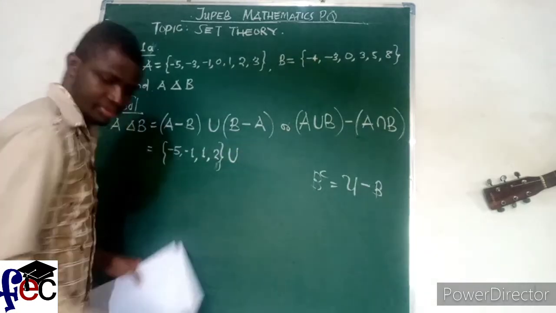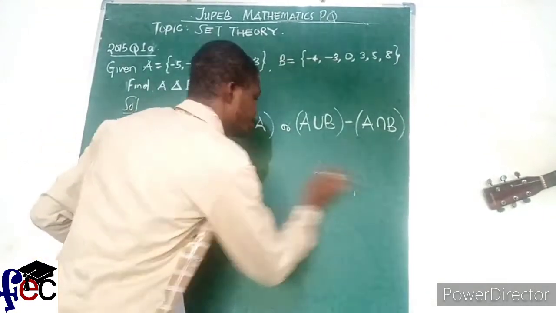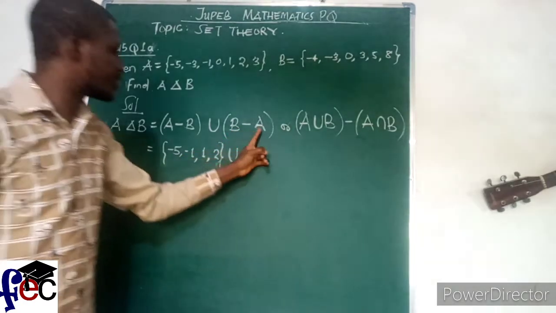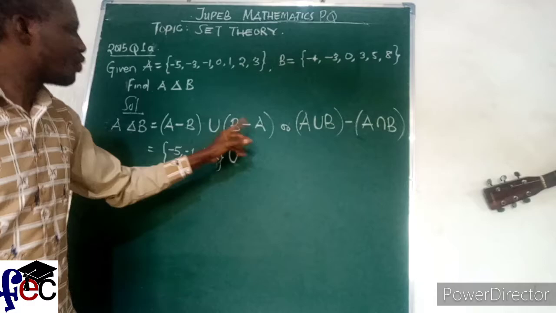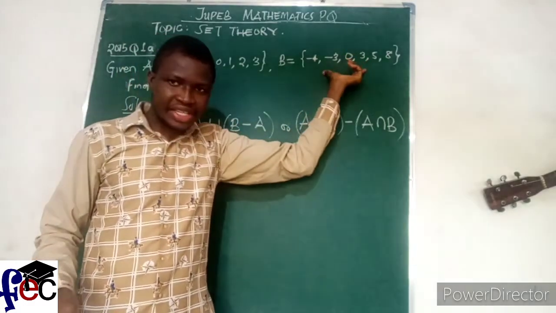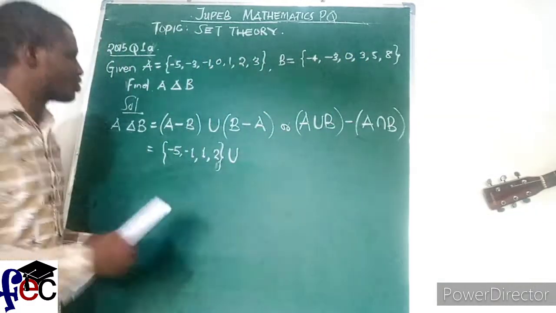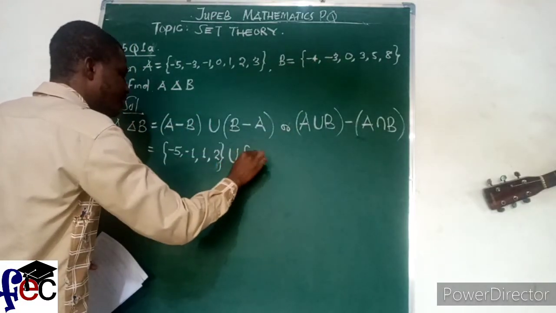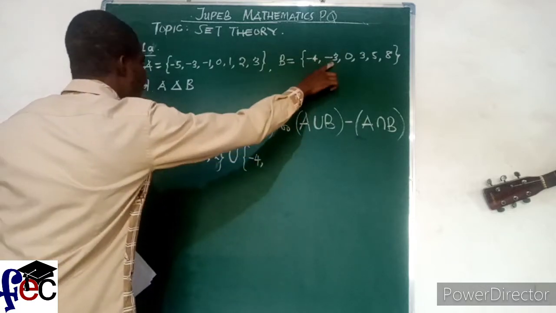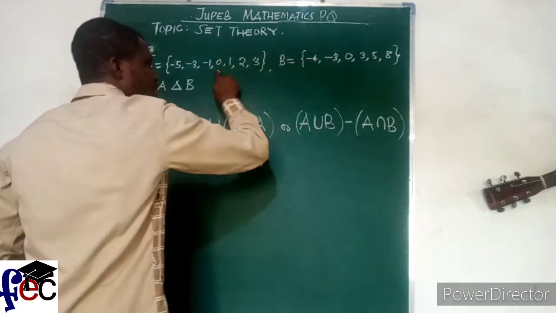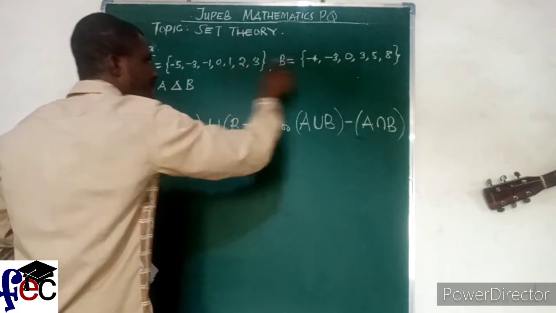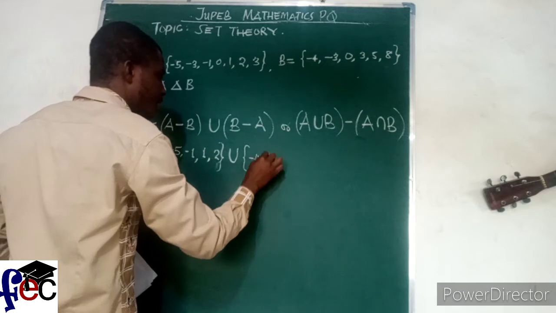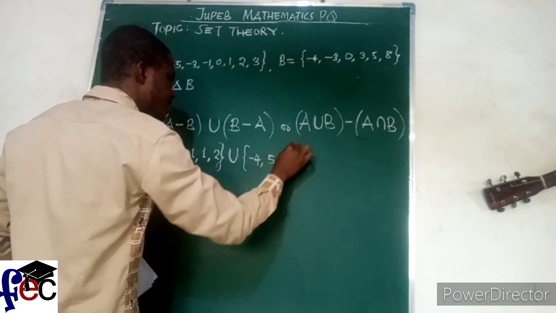Union. Excuse me. So we look at the relative complement of set A with respect to B. What are the elements we can find in set B but are not in set A? You see that -4 is here, but there's no -4 in A, so we have -4. -3 is here, and is also in A. 0 is here, and is also in A. 3 is here, and there's also 3 in A. 5 is here, but there's no 5 in A. 8 is here, but there's no 8 in A. So we have 5, 8.